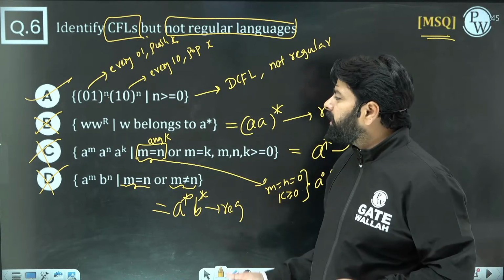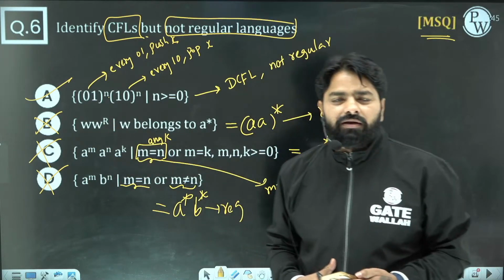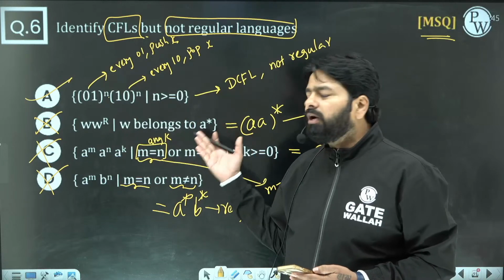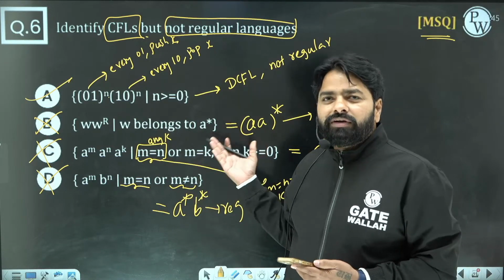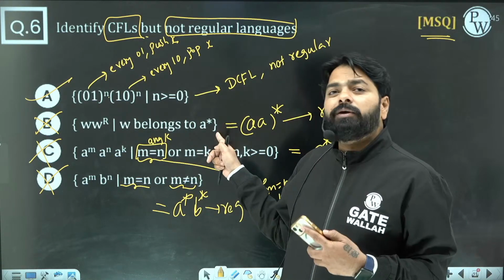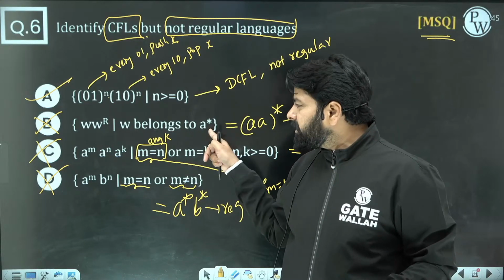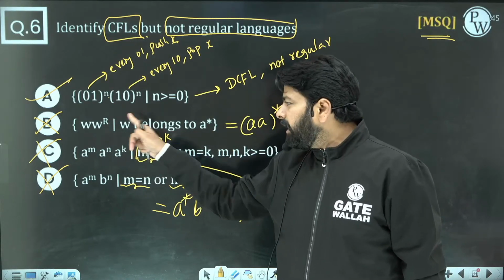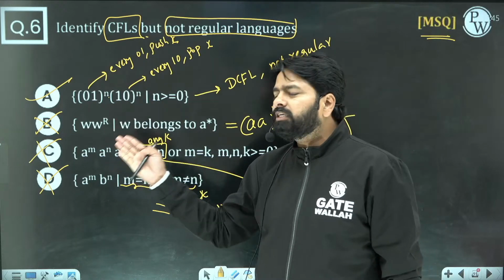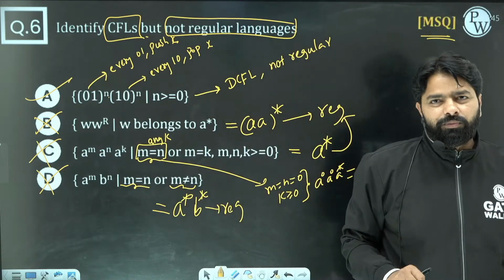Don't assume that W power R is CFL. It's not that, right? W belongs to A star, not over more than one symbol. If it belongs to (A plus B) whole star, you are right. But it is A star. So remember and understand. Don't blindly remember just W power R. It will not help you.